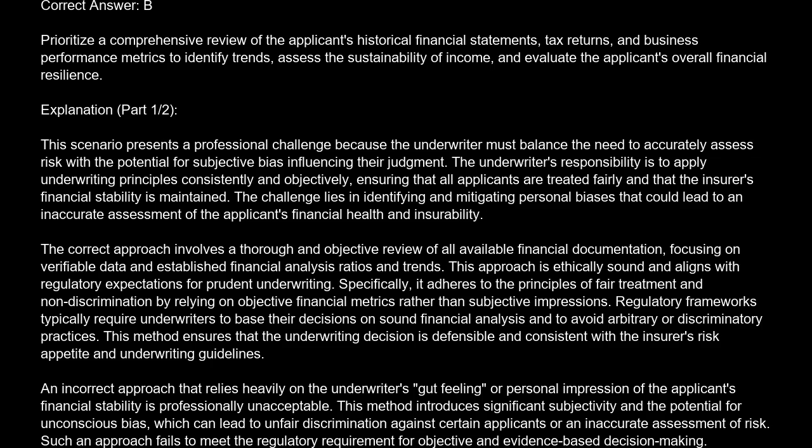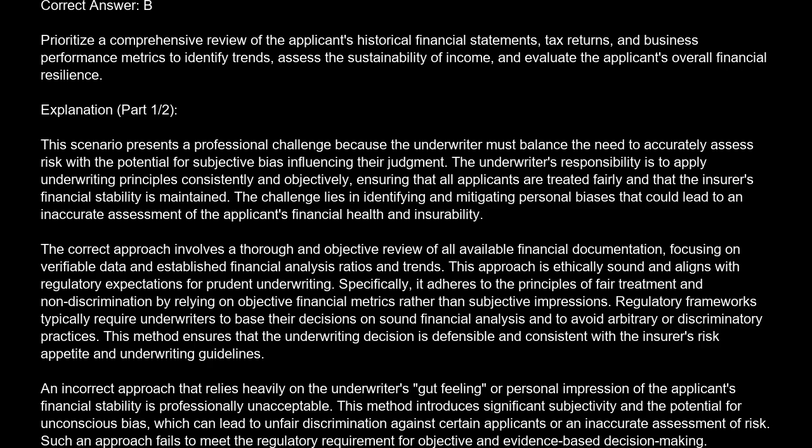Correct answer is B. Prioritize a comprehensive review of the applicant's historical financial statements, tax returns, and business performance metrics to identify trends, assess the sustainability of income, and evaluate the applicant's overall financial resilience. Explanation. This scenario presents a professional challenge because the underwriter must balance the need to accurately assess risk with the potential for subjective bias influencing their judgment.